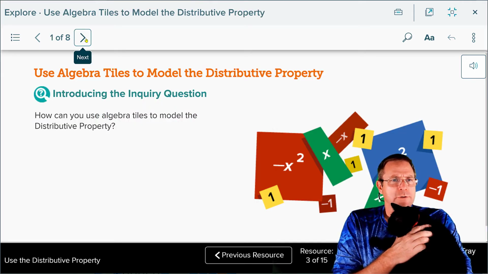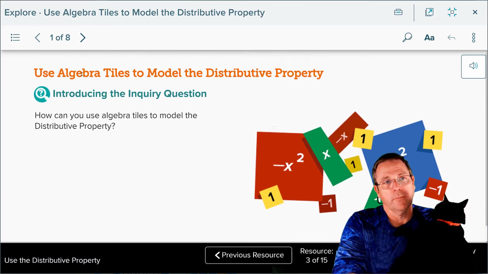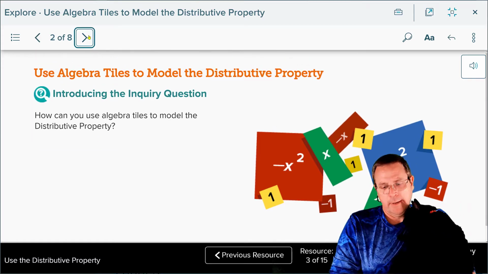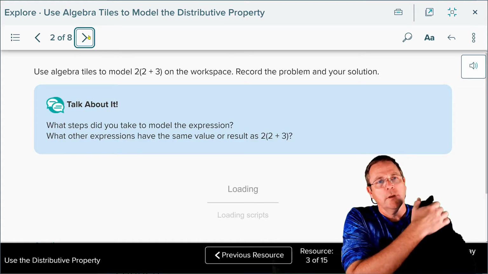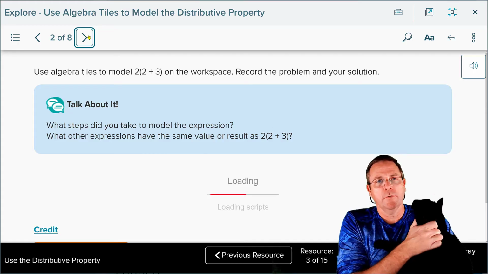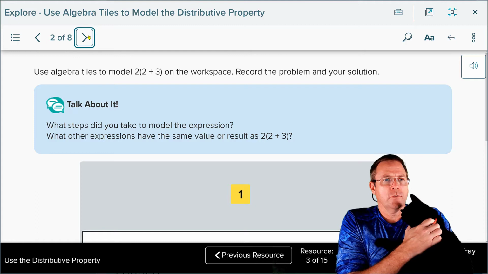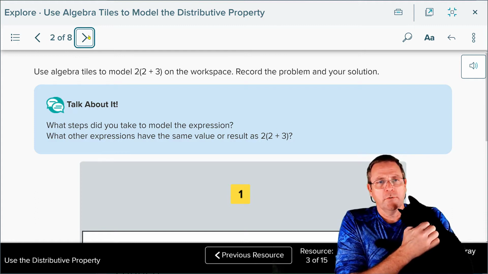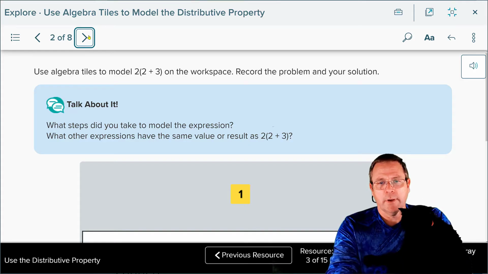The inquiry question says, how can you use algebra tiles to model the distributive property? Well, let's find out. It says, use the tiles to model 2 times the sum of 2 and 3 in the workspace. Record the problem and your solution. And it says, what steps did you take to model the expression? And what other expressions could have the same value?